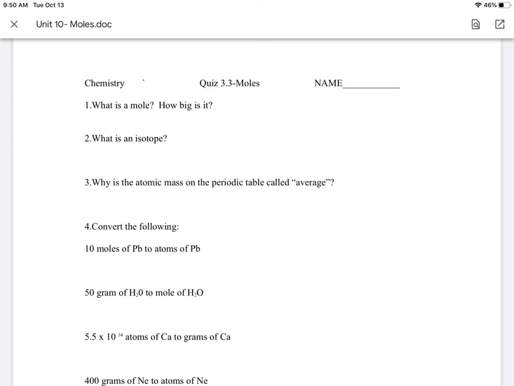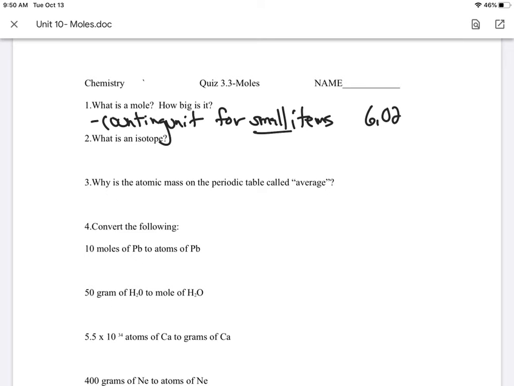What is a mole? A mole is a counting unit for small, and I emphasize very small, items. Okay, how big is it? Obviously, we've seen this before, but 6.02 times 10 to the 23rd atoms would make it up for an atom.